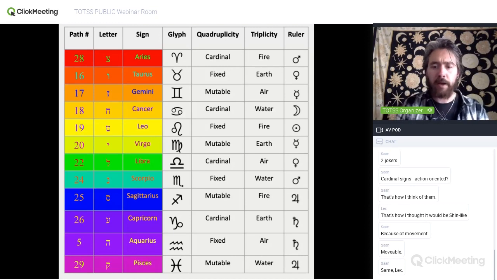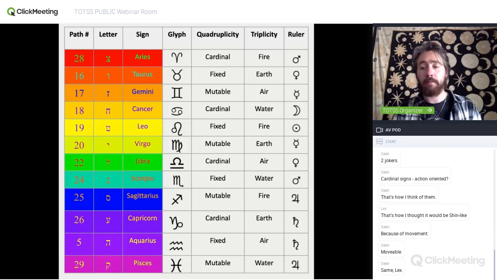Sagittarius, we got mutable fire, ruled by Jupiter. Capricorn, cardinal Earth, ruled by Saturn. Aquarius, fixed air, again ruled by Saturn. And then Pisces is sort of mutable water and ruled by Jupiter.